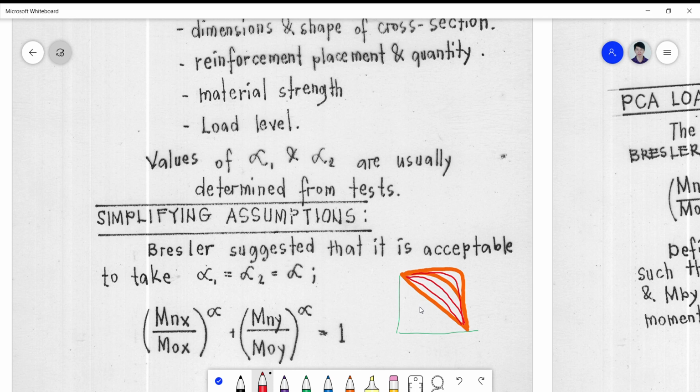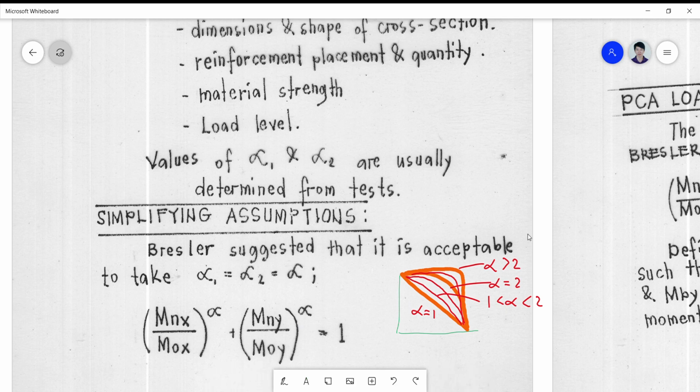So this is alpha equals 1, and then this is the circle, alpha equals 2, and this is alpha greater than 2. So this alpha here is in between, 1 less than alpha less than 2. So if you're doing a technique on how to deal with the contour method, you can deal with some variations on the value of alpha.